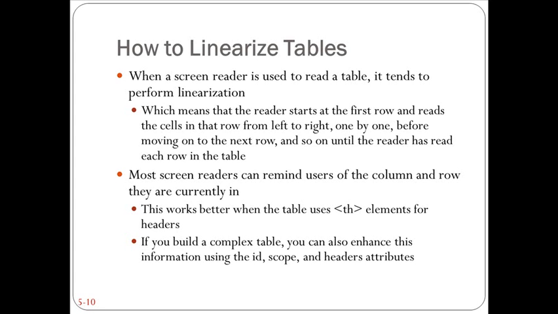When a screen reader is used to read a table, it tends to perform linearization. That just means that the reader starts at the first row and reads the cells in that row from left to right, one by one, before moving on to the next row, and so on until the reader has read each row in a table. Most screen readers can remind users of the column and row they are currently in. This works better when the tables use TH elements for headers. If you build a complex table, you can also enhance this information using the ID, scope, and headers attributes.